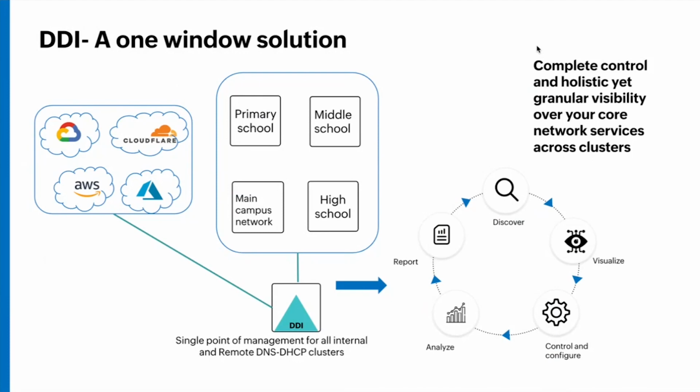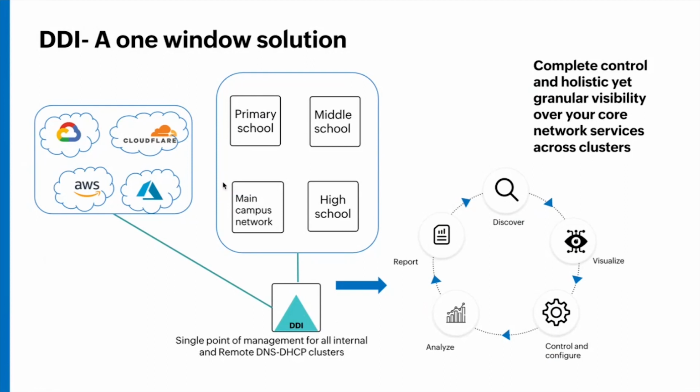As you can see in the image over here, we have the DDI solution managing the primary, middle school, and the high school's DNS and DHCP clusters. Along with it, it also manages the mission critical zones managed by external or third party vendors like Cloudflare, AWS, Microsoft Azure, and Google Cloud. All this from one single window.